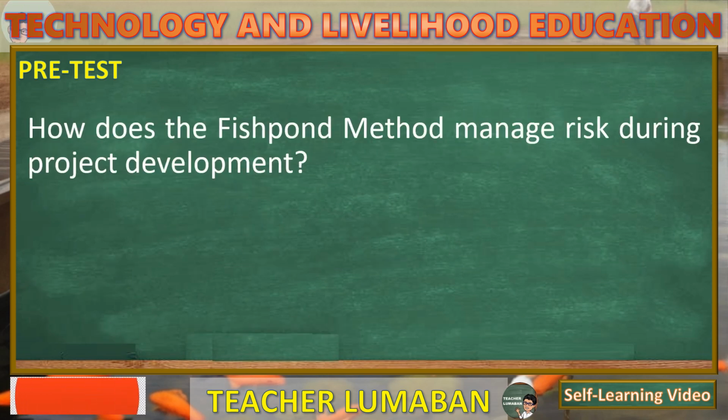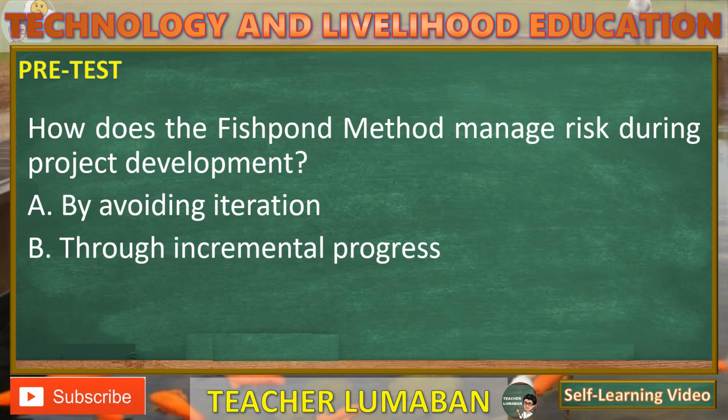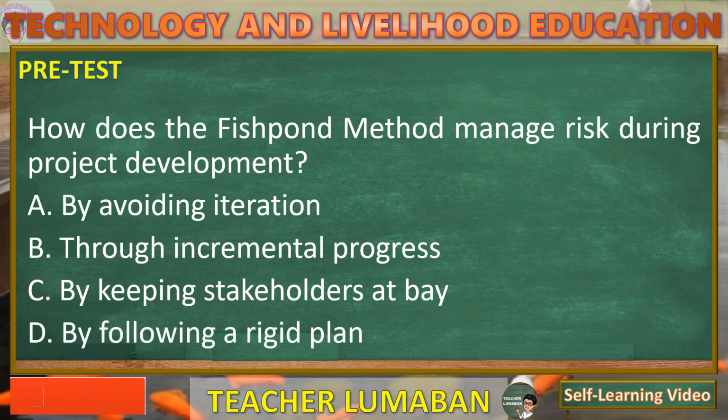How does the Fishpond method manage risk during project development? A. By avoiding iteration. B. Through incremental progress. C. By keeping stakeholders at bay. D. By following a rigid plan.